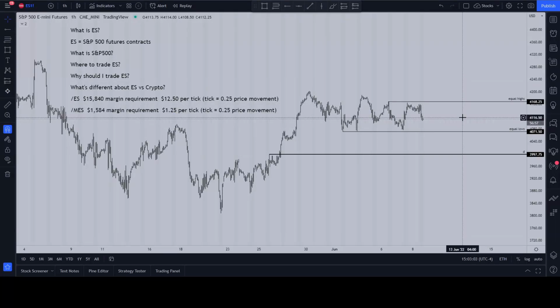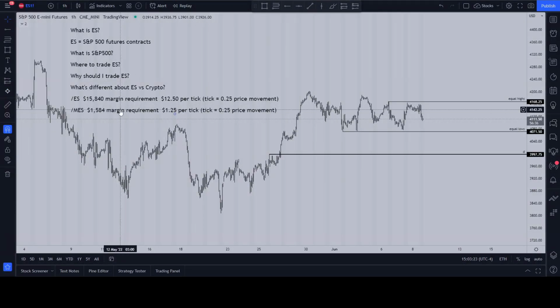So every 0.25 of price movement, your position will move $12.50. So every full point would be what? It would be $50, okay? So if you took a long at 4,000 on ES and you stopped out at 3,900, okay? On ES, that would be a $5,000 stop out. On MES, that would be a $500 stop out, okay?